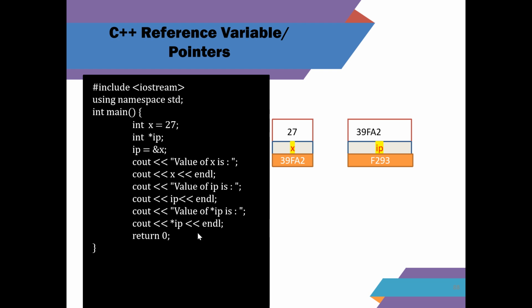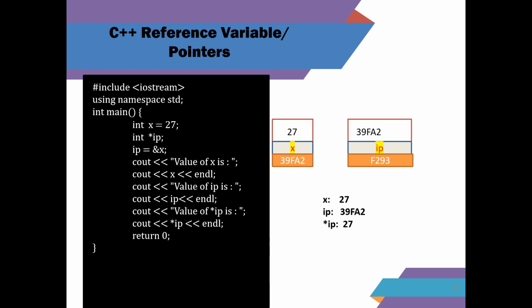Now we have to print the values of this data. Here we print "value of x is", followed by the value of x, which is 27. So 27 will be the answer. Next we print "value of ip is". The value of ip is nothing but the address of x.